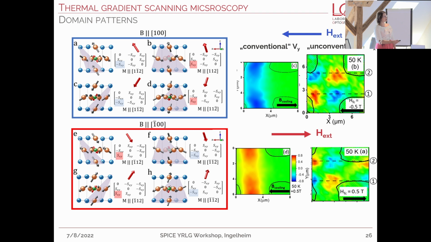And the unconventional response allowed us to distinguish which type of groups we are seeing, which type of domains we are seeing in the corner. So basically the red one had a positive Nernst response, those were these ones.